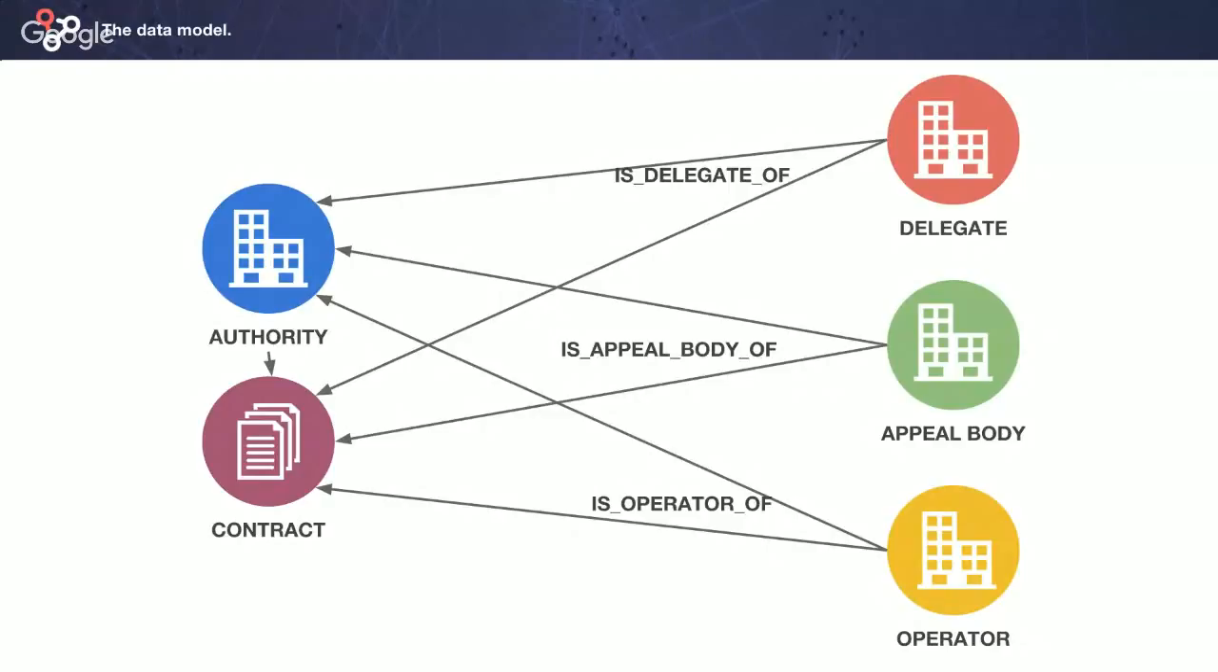All these entities are linked with one another. The delegate, appeal body, operators are linked to the authorities, and the authorities, delegate, appeal body, operators are all linked to different contracts. So these are the entities that we are going to be focusing on today.